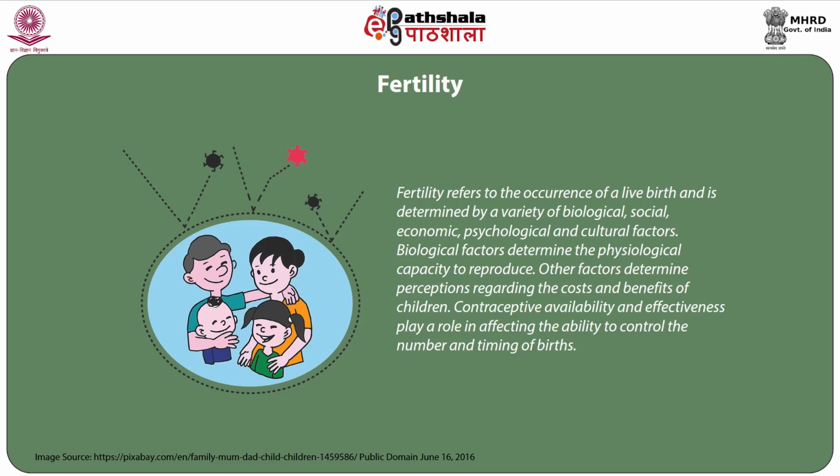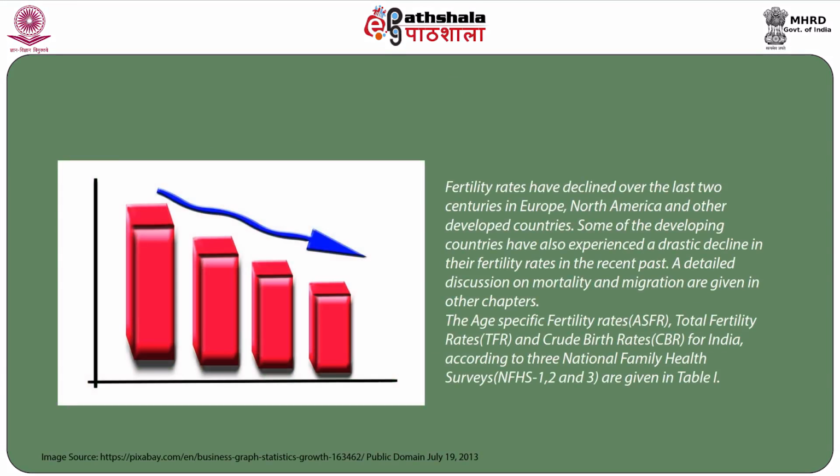Biological factors determine the physiological capacity of women to reproduce children. Other factors determine perceptions regarding the costs and benefits of children. Contraceptive availability and effectiveness play an important role in affecting the ability to control the number and timing of births. Fertility rates have declined over the last 2 centuries in most of the developed countries located in Europe, North America and Australia. Some of the developing countries have also experienced a drastic decline in their fertility rates in the recent past. A detailed discussion on mortality and migration has been given in other modules.